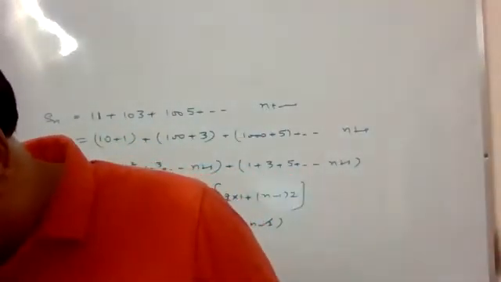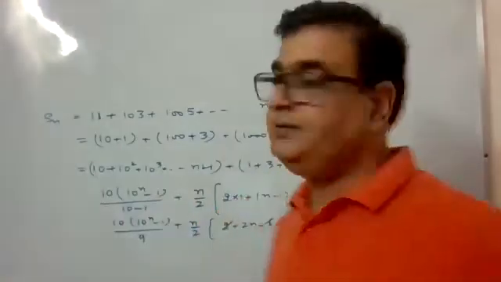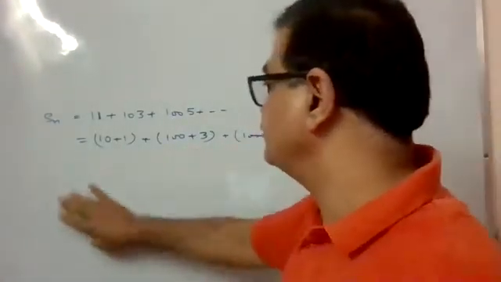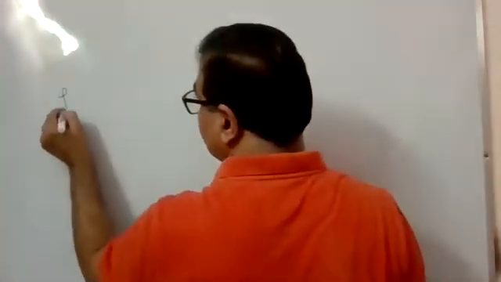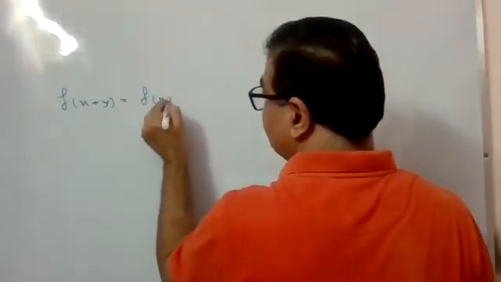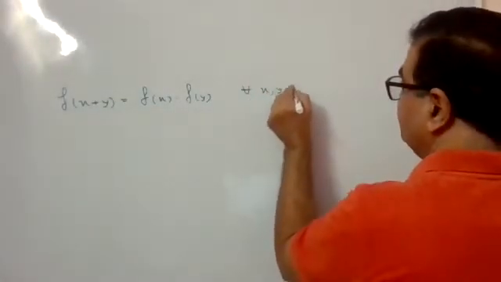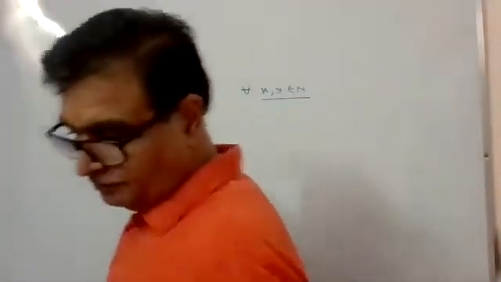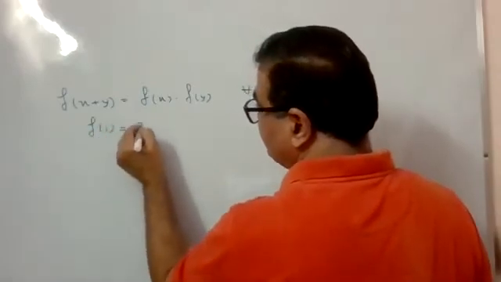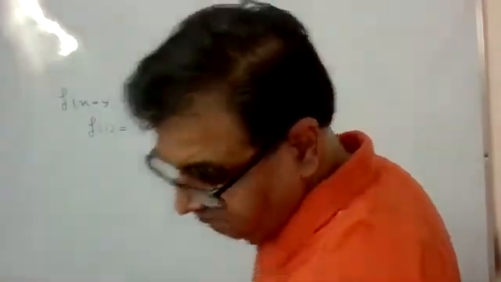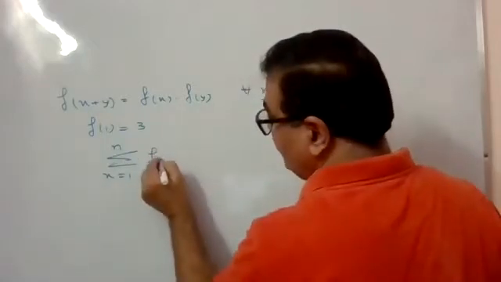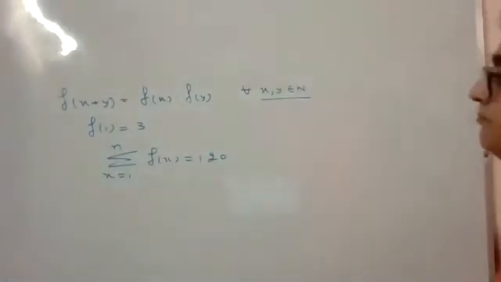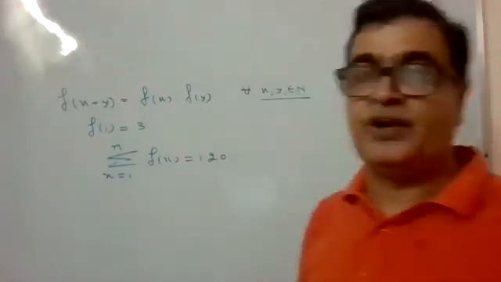Next question. If f is a function that satisfies the condition f of x plus y is f of x into f of y, where x and y are natural numbers, and f of 1 is given as 3, and at the same time the summation of f of x for x equal to 1 to n is 120, my question is, what should be the value of n?